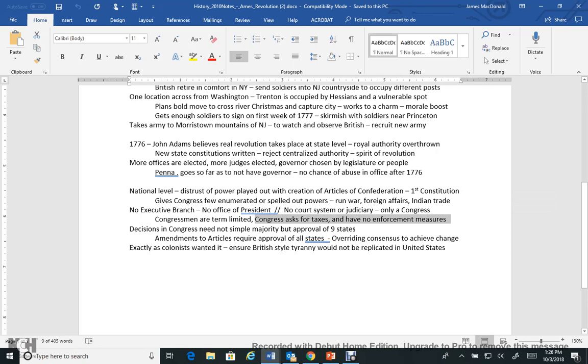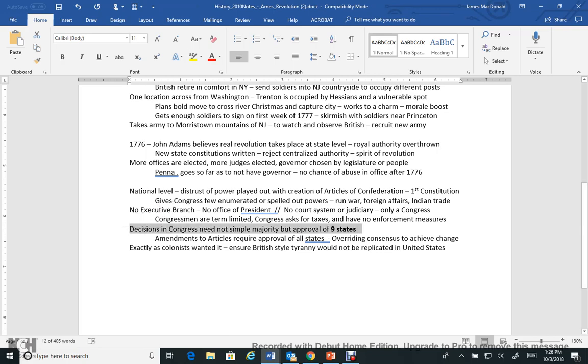Congress, I kid you not, they ask for requisitions of the states for things like taxes and the number of soldiers that will be sent to the Continental Army. Ask for taxes. And of course, since you have no executive branch, you have no enforcement measures. And so it doesn't work very well. Decisions in Congress, when you voted on matters before the Congress, you needed the approval of 9 of the 13 states.